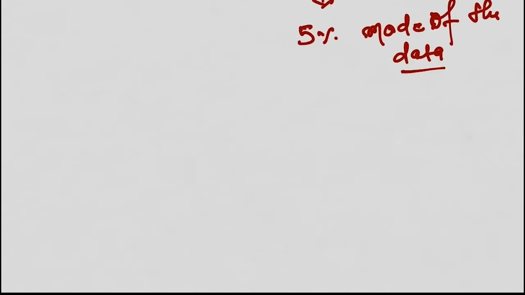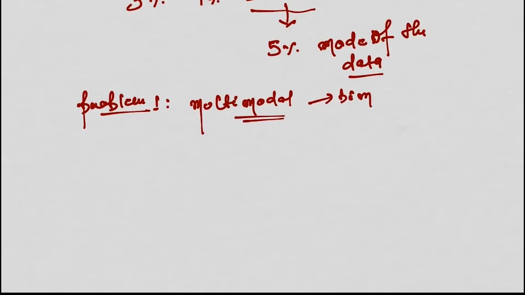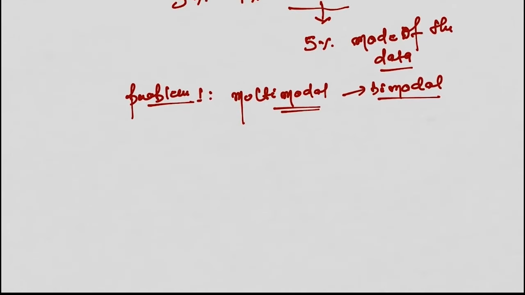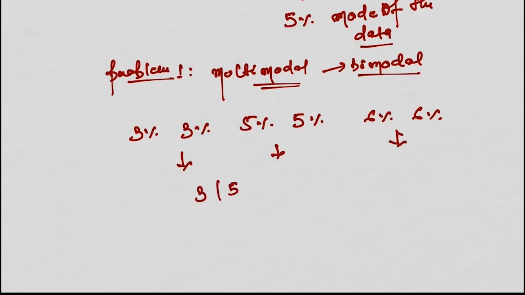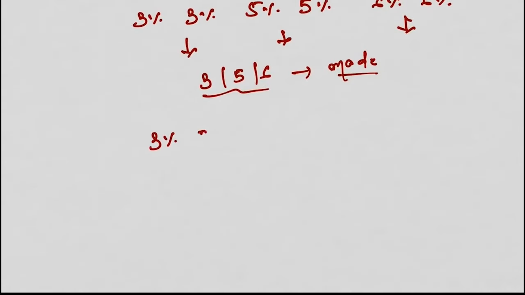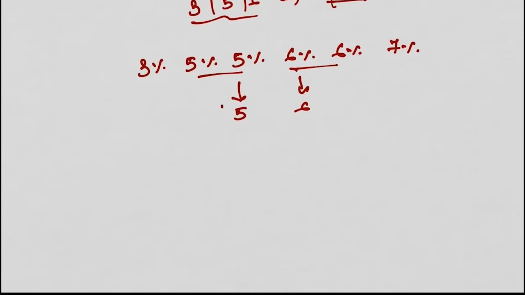But there is a problem with the mode. There is a very big problem with the mode. The problem is, you can have data which could be multimodal. When I say multimodal, I mean it could be bimodal, trimodal, or multimodal. So look into the data. 3%, 3%, 5%, 5%, 6%, 6%. Right? So 3, 5, 6 are all the mode of the data. So it is multimodal data. Take one more example. 3%, 5%, 5%, 6%, 6%, 7%. Now we have two modes, 5 and 6. So it is bimodal data.